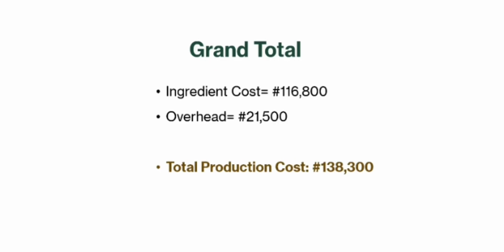Recall that the ingredient cost is 116,800 naira and our overheads is 21,500 naira. So the total production cost is 138,300 naira, and it is gotten by summing ingredient costs and overheads together.